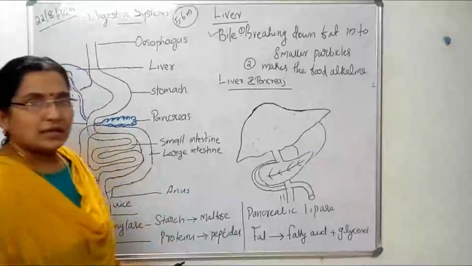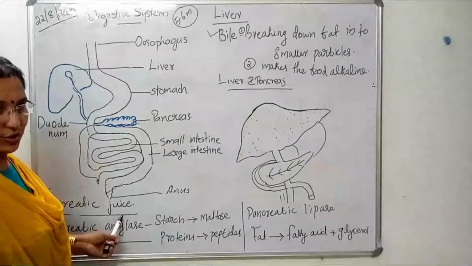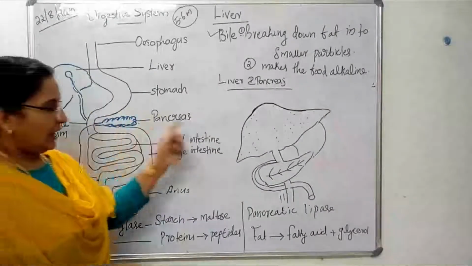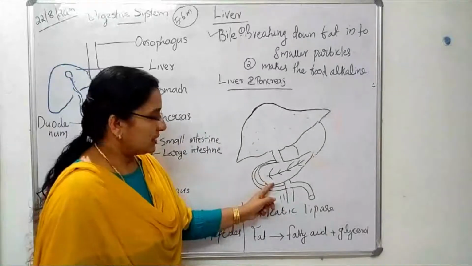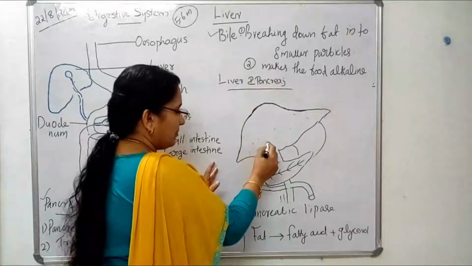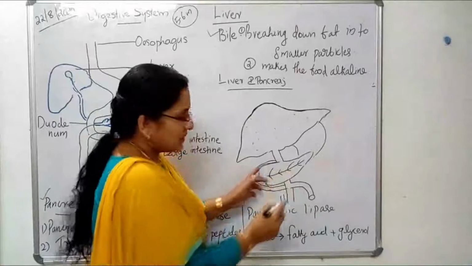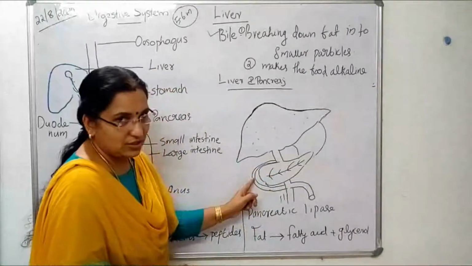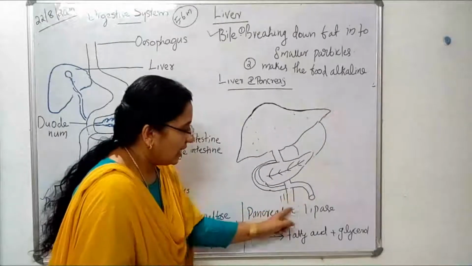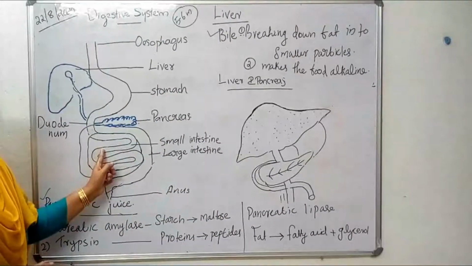Then next, what are the components of pancreatic juice? In order to understand this portion, I have enlarged this part, so please see this diagram also. This is the liver. From the liver, bile reaches the duodenum, and from the pancreas, the pancreatic juice also reaches the duodenum. The duodenum is the beginning of the small intestine. If you concentrate on this area, you will be able to understand very easily.